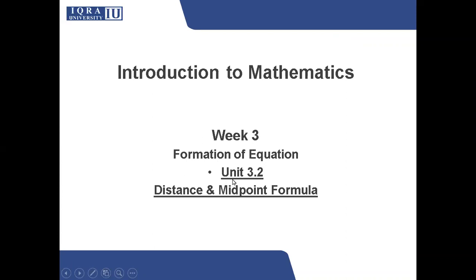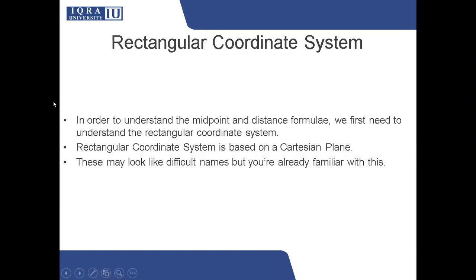This is unit 3.2. We previously just did unit 3.1 and this is 3.2 where we'll be talking about the distance and the midpoint formula. Now before we try to understand the distance and the midpoint, we need to understand what is the rectangular coordinate system. Obviously, you must also be wondering what is the distance that we need to find and what is the midpoint that we need to find. We'll be first talking about the rectangular coordinate system.